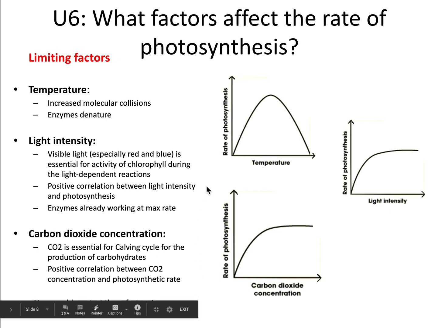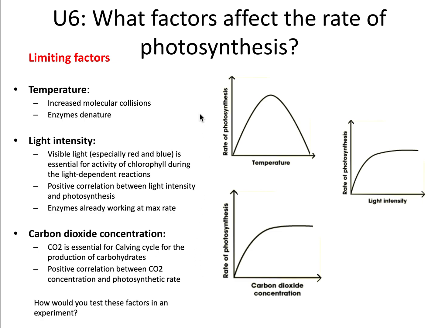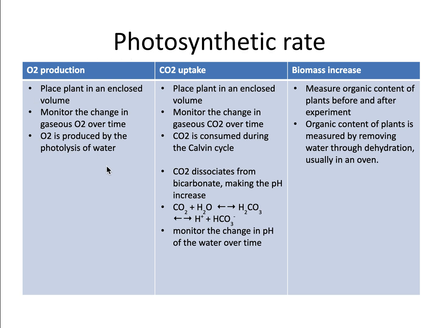So the question here is, if you were to do an experiment, how would you test these factors? How would you prove that these are things that could be limiting photosynthesis? If you wanted to do something like this for your IA, these are some examples. You could test O2 production levels by placing a plant in an enclosed tube, using a Vernier probe to measure the amount of oxygen over time, because oxygen is produced by the photolysis of water during the light-dependent reaction. We can see how much oxygen is produced and figure out the rate of photosynthesis.